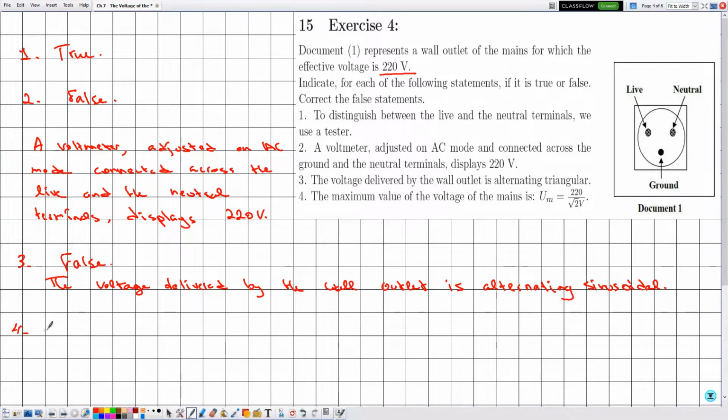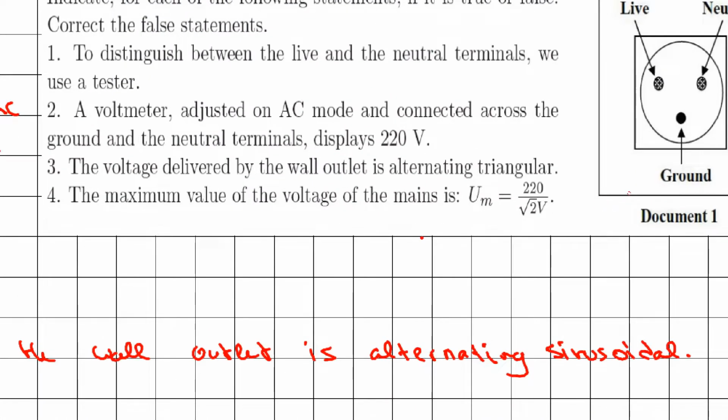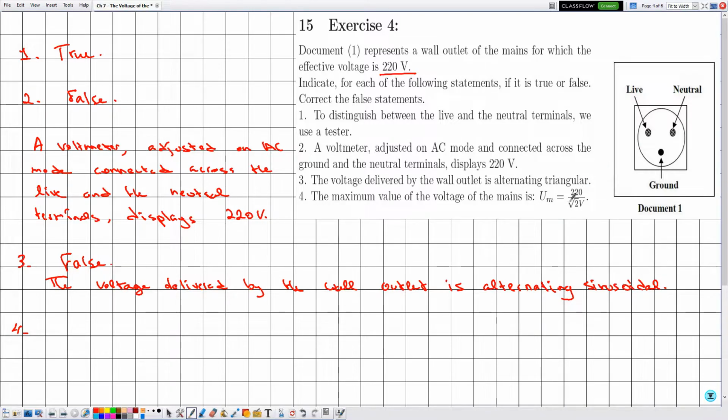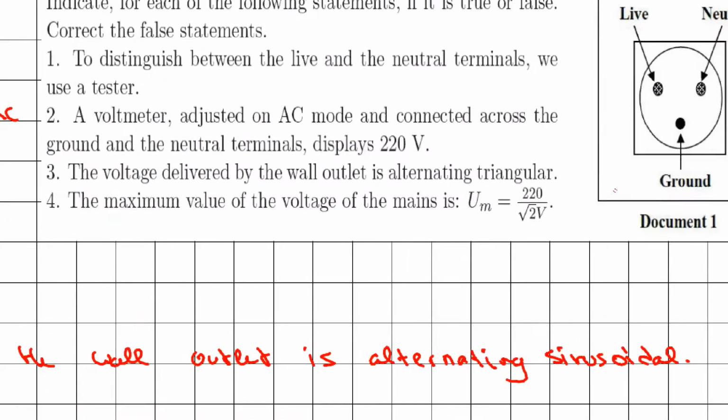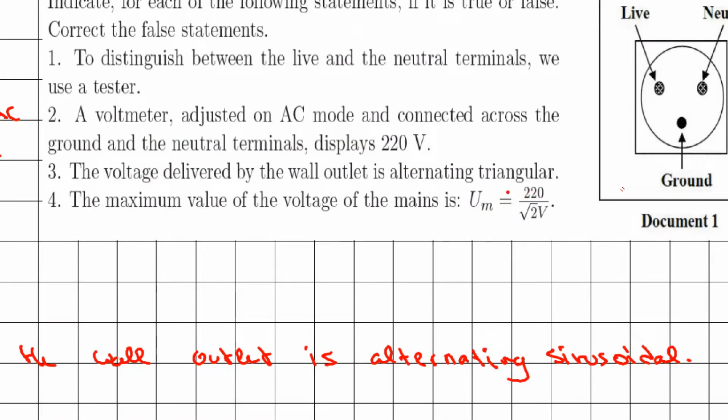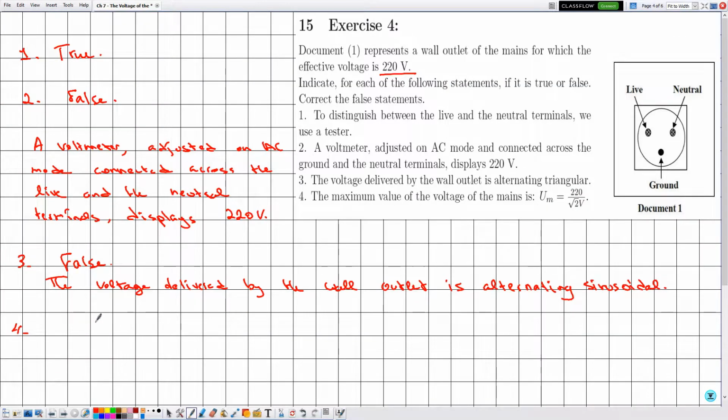Now in number 4, the maximum voltage of the mains is given by U maximum is 220 over square root 2 of volt, 220 over square root 2. So here there is a typo, this volts must be upward. So knowing the effective voltage, we are interested in determining the maximum voltage. So here we can first start by the justification, which is the calculation.